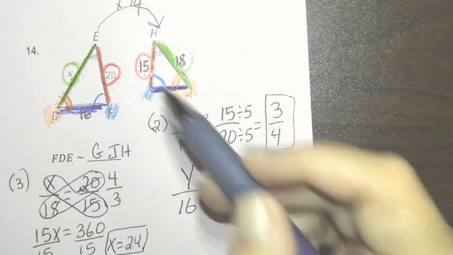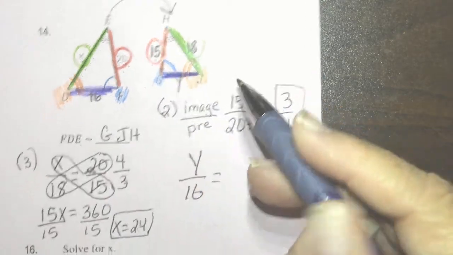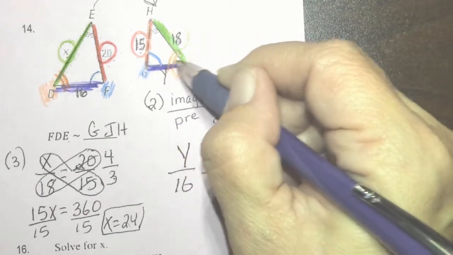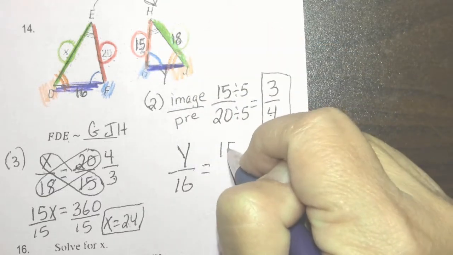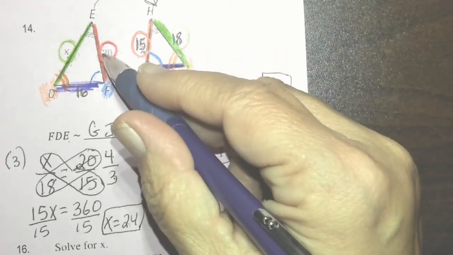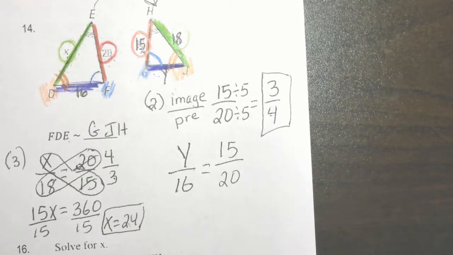And then I need to use the side that has numbers. So I need to use the 20 and the 15. But your order matters. Since the y is inside this triangle, the 15 is going to go on top because the y is on top. These came out of the same triangle, and the 20 came out of the triangle with the 16, so the 20 goes here.